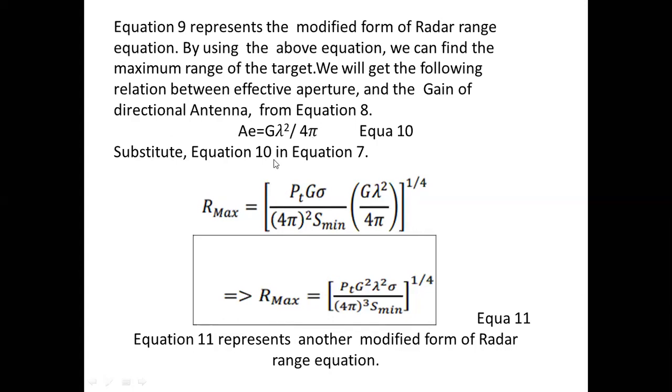Okay. So now substitute this aperture area in this equation. So finally, the modified form of the radar range equation: R maximum equal to (Pt G square lambda square sigma by 4 pi whole cube S minimum) whole power 1 by 4. Pt is nothing but transmitted power, G the gain of the antenna, lambda the wavelength of the signal, sigma the radar cross section. S minimum is nothing but the received power, that means the minimum detectable signal. This last equation is represented as the modified form of the radar range equation.